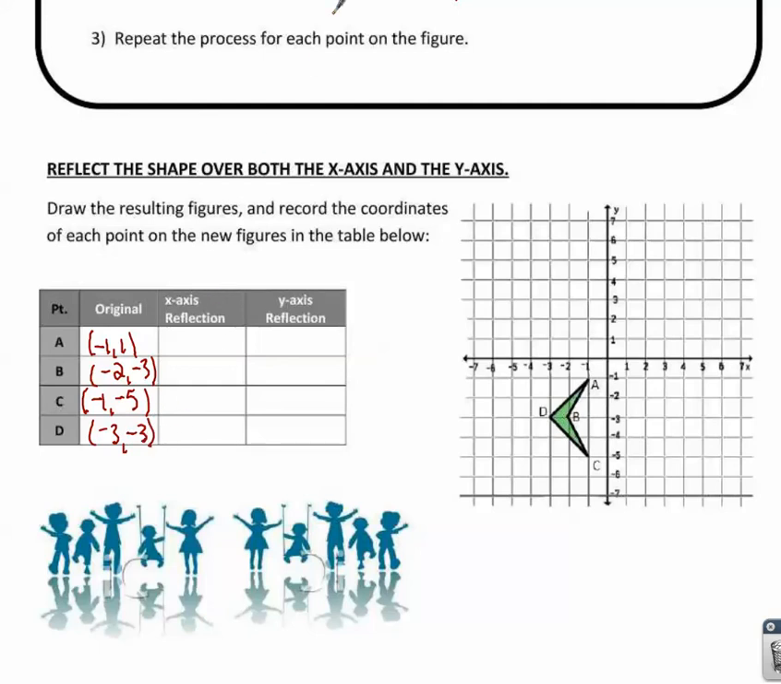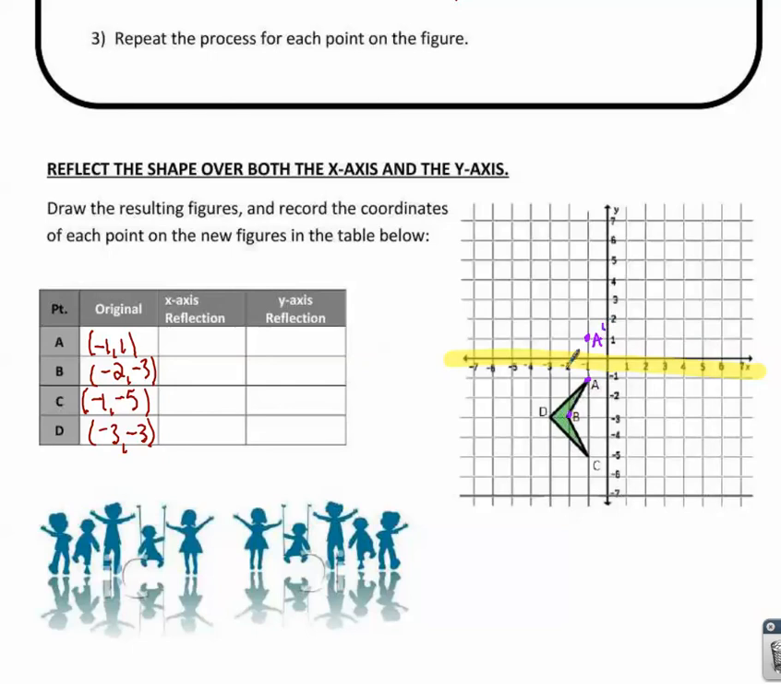If I were to reflect this over the x-axis, I'm going to take my highlighter, I'm going to highlight my x-axis. So now I count. A is here. I'm going to make one jump and I'm on the x-axis. So then I'm going to go that same distance above the x-axis. So one jump. So this is A prime.